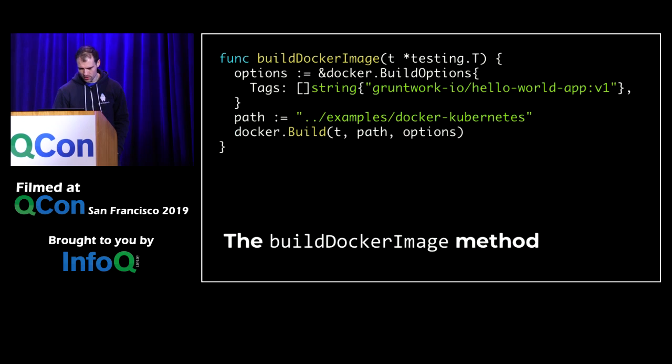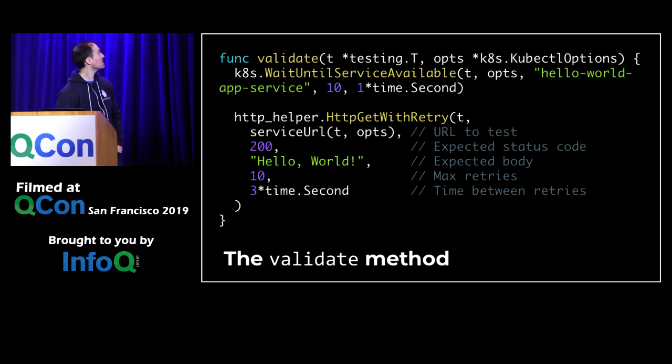So let's look at the two functions I mentioned. This is the build Docker image function. It's using another Terratest helper, this docker.build, and it's basically just telling it where the Dockerfile is located and what to tag it with. Not particularly complicated. And then the validate function looks very similar.